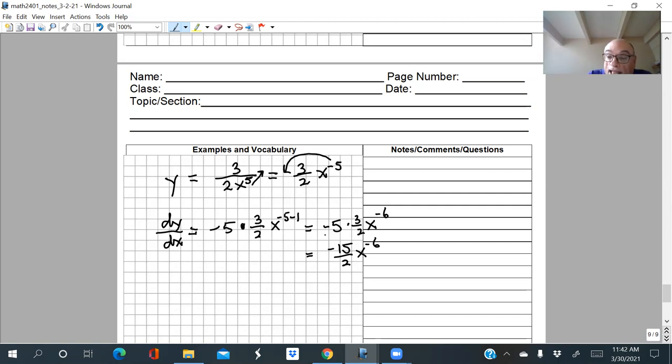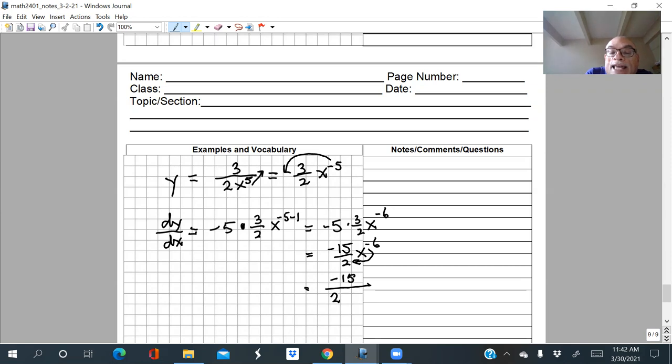And this is really an okay answer. But if you don't like negative exponents, and a lot of people don't, then you can take the x to the minus 6 power and you can pull that back into the denominator along with the 2.